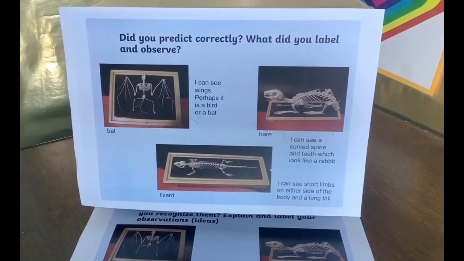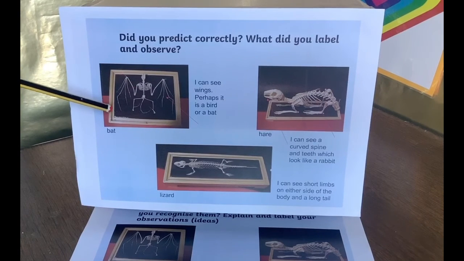How did you get on? I bet you recognise this one straight away. The bat is really recognisable, isn't it? Especially if you look at these wings. You can see how the bones are light because they need to be able to fly.